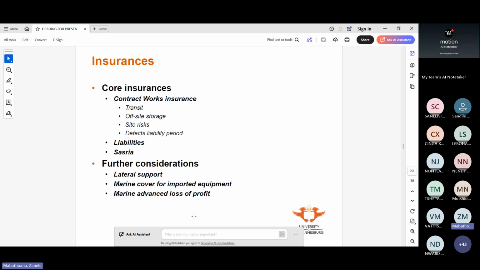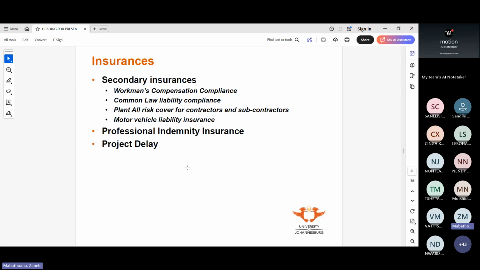So you have marine advanced loss of profit. So for whatever reason, if there's a delay with the delivery of the shipping, that time that you lose, you have to cover it. So these are things the contractor needs to take into account, or whichever of the parties is responsible. Then you have your secondary insurances, which would be workmen's compensation compliance. This is applicable for employees, so the contractor's employees, the employer's employees, the companies. And then you have common law liability compliance, any other policies that would be imposed by law.